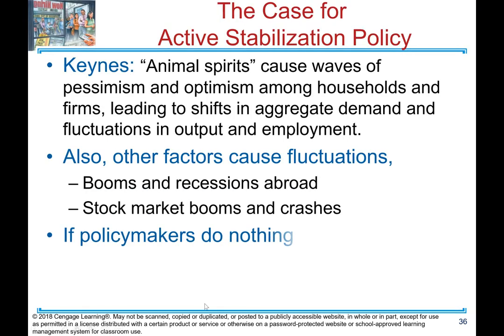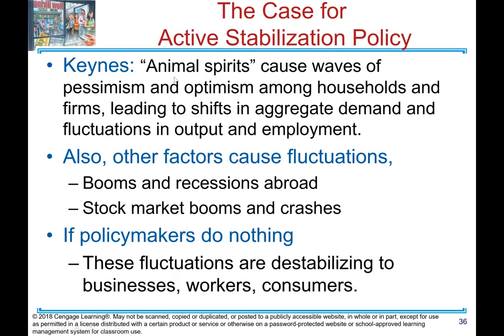A case for active stabilization policy. John Maynard Keynes spoke of the animal spirits. Animal spirits cause waves of pessimism and optimism among households and firms, leading to shifts in aggregate demand and fluctuations in output and employment.